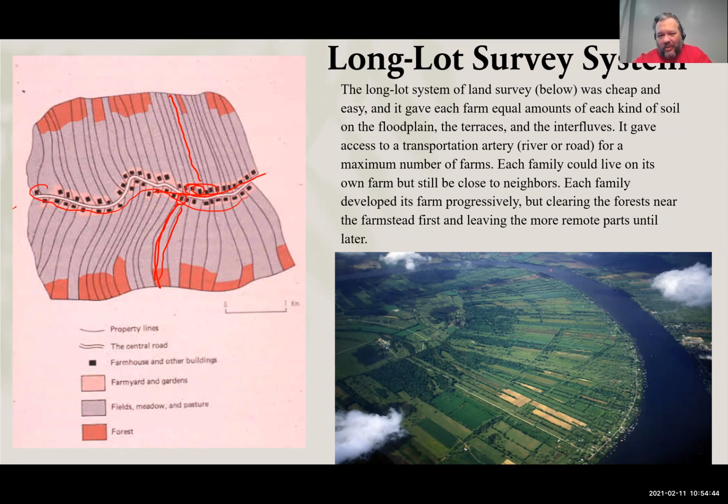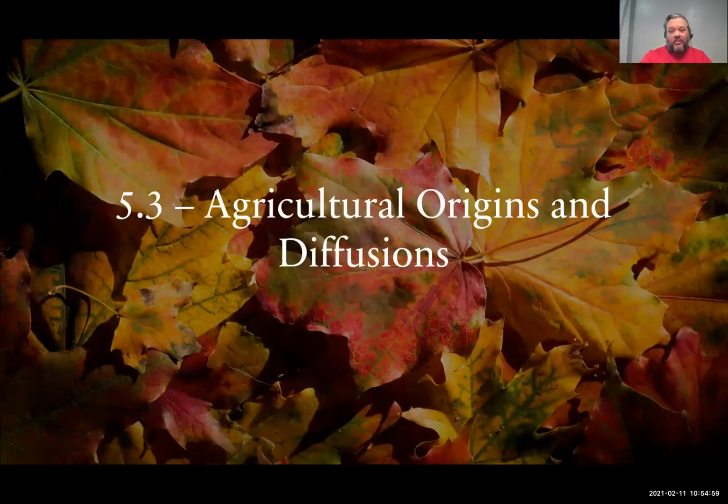All right. And so if we look at this down here, this would be a long lot. So you can kind of make out the patterns here of the land. And so one person might own this stretch right there. And then they would have access to the river and they could put their goods on it and ship it there. All right. So believe it or not, that's it for 5.2.